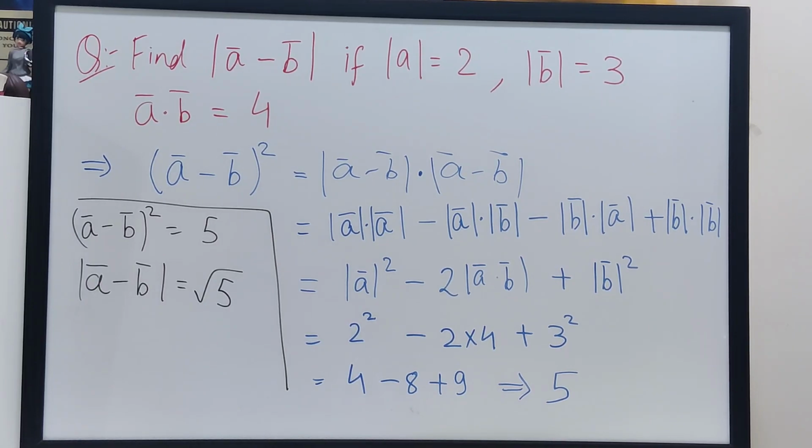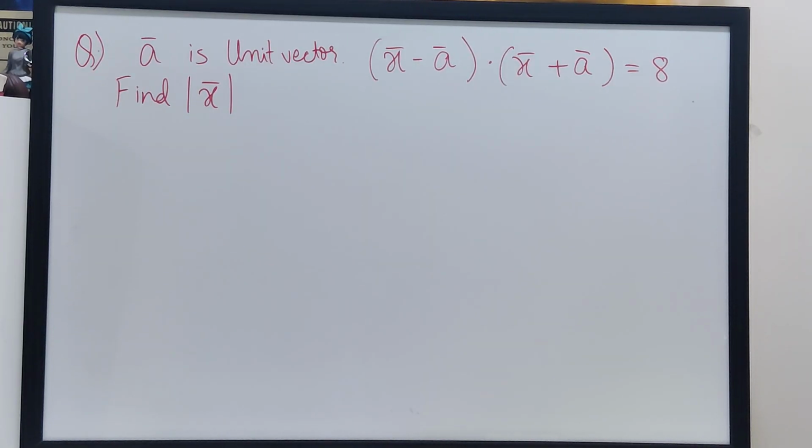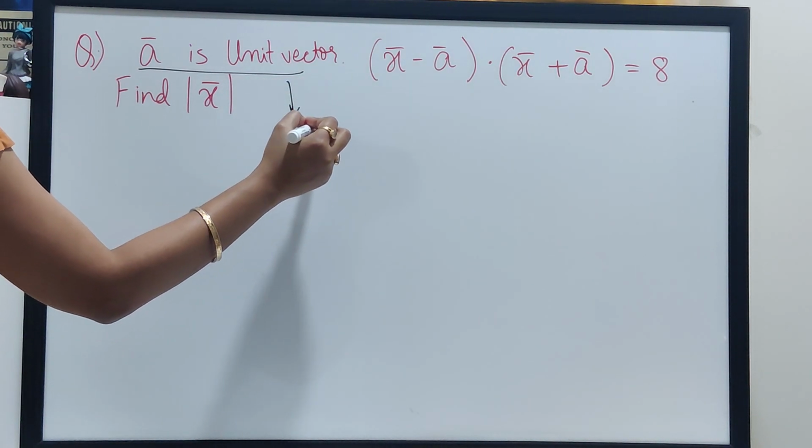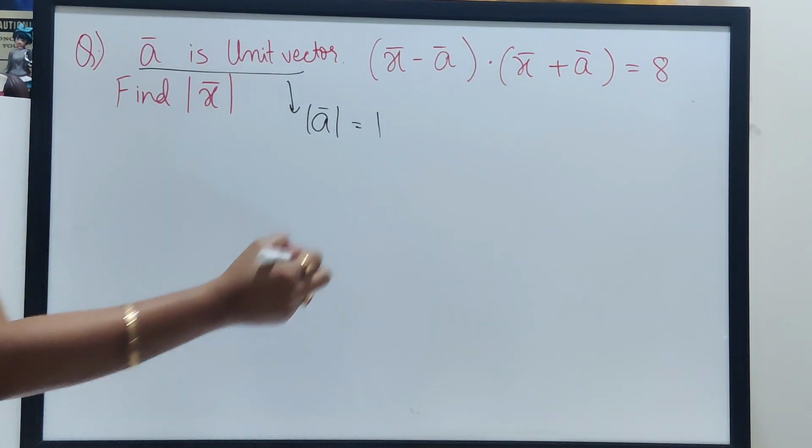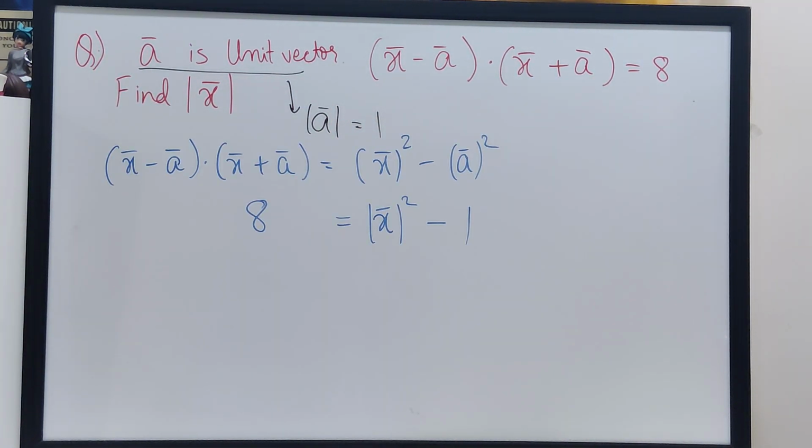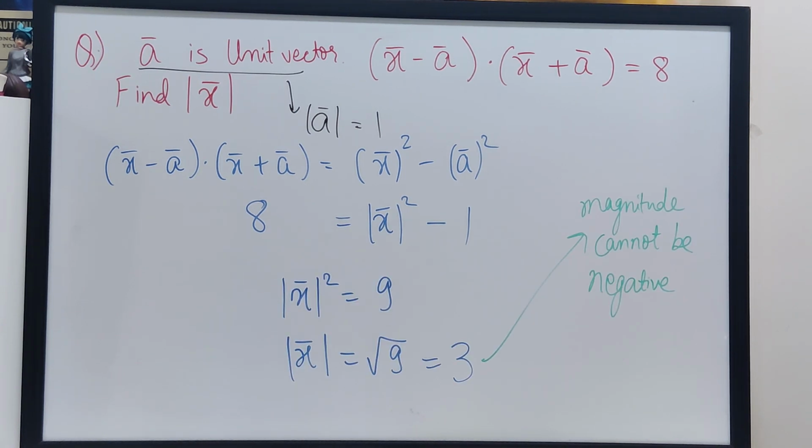Next question, if A is a unit vector and (x minus A) dot (x plus A) is equal to 8, then find the magnitude of x. Since A is a unit vector, its magnitude will be 1. So (x minus A) dot (x plus A) gives us the value of |x| as 3.